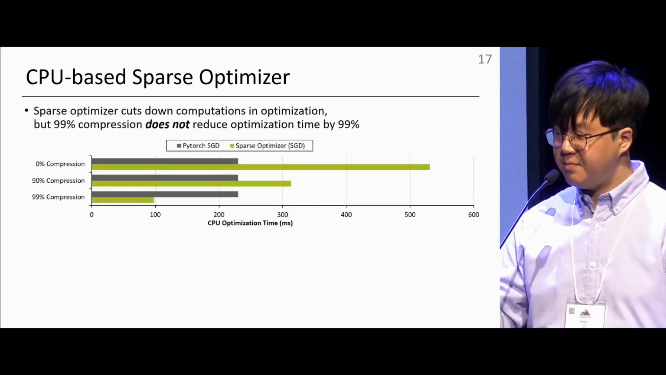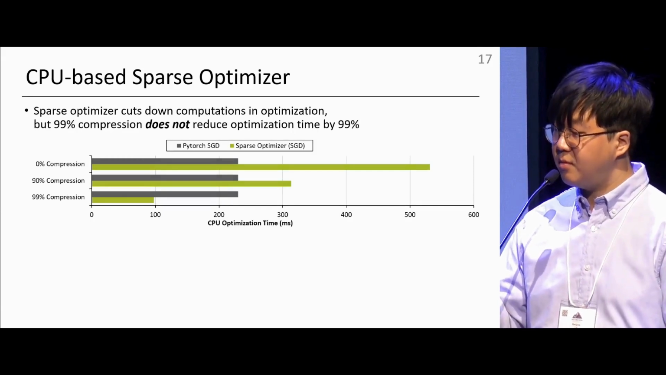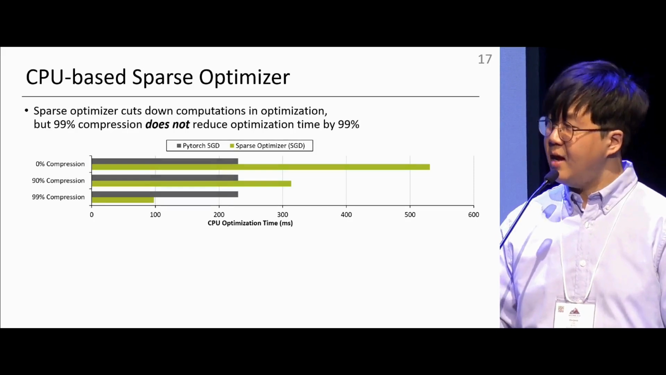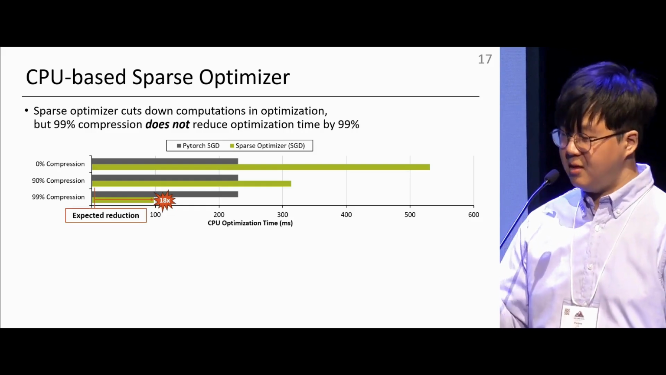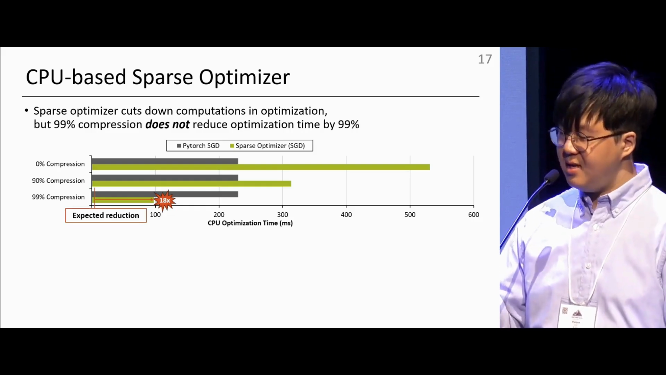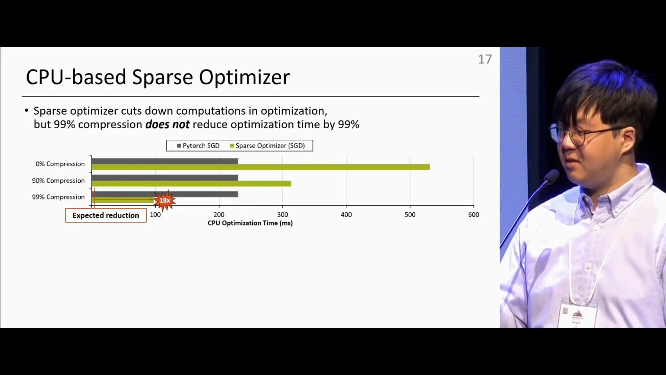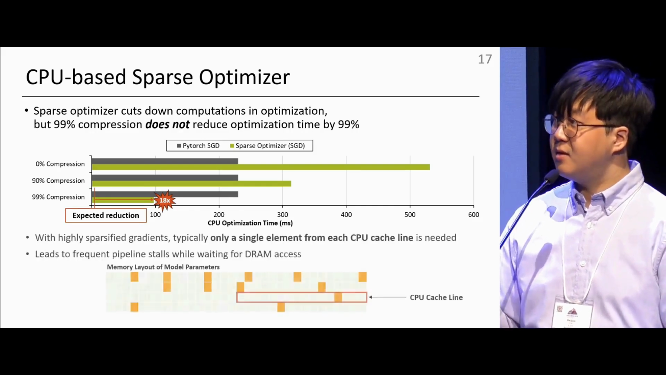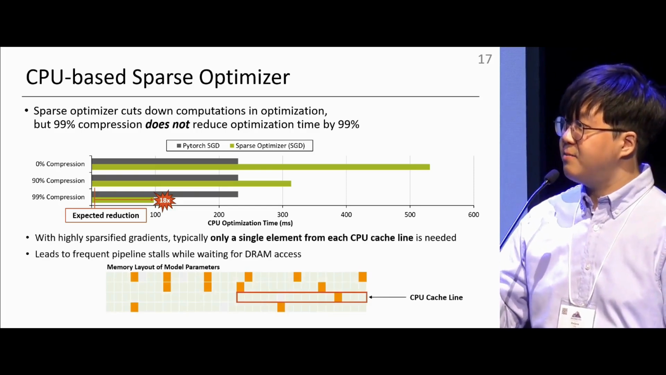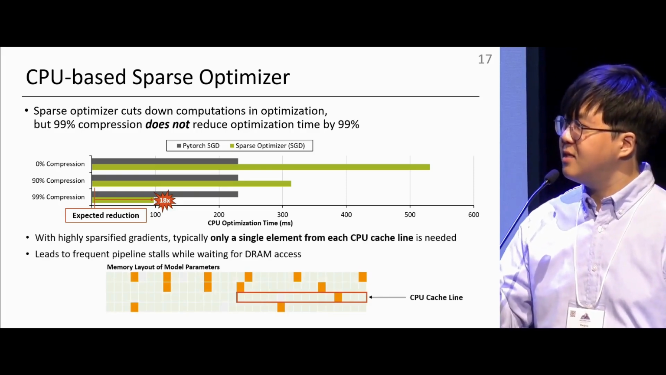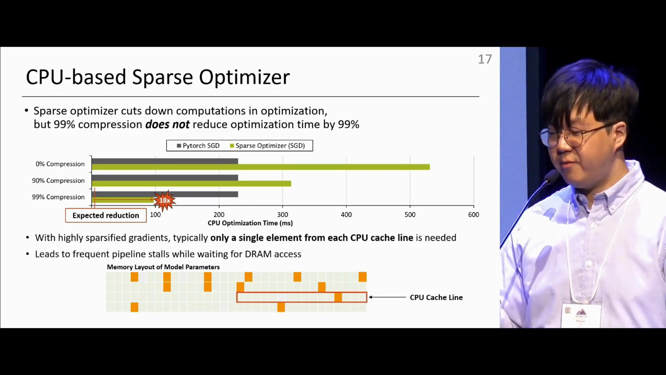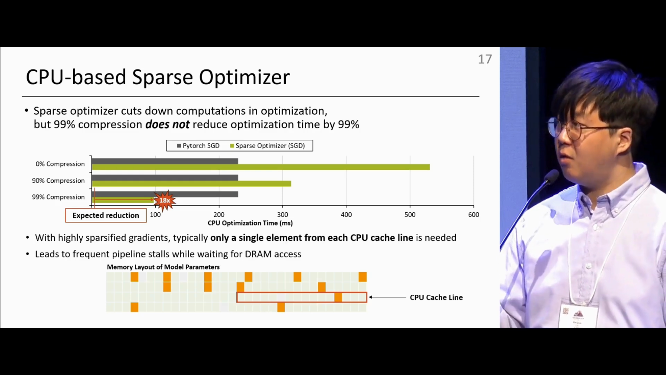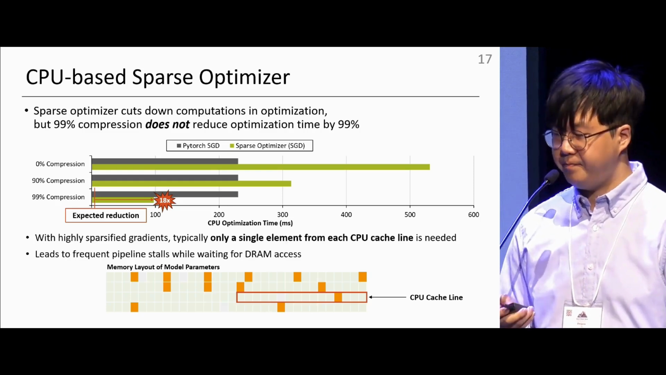In action, the sparse optimizer effectively reduces the number of computations for the optimization. However, a 99% compression ratio does not directly translate to a 99% reduction in optimization time. Actually, it takes 18 times longer than the expected computation reduction. The reason behind this is, with highly sparsified gradient, typically only a single element from each CPU cache line is needed. So this leads to frequent CPU pipeline stalls and long waits for the DRAM access.